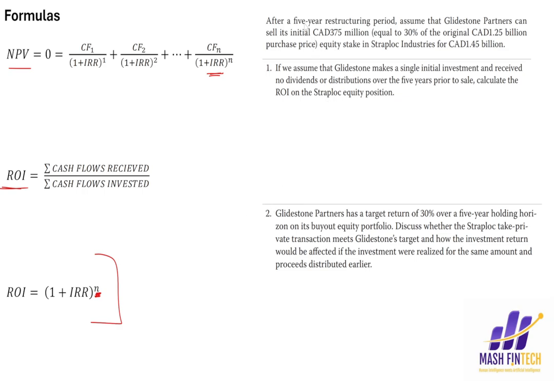After a 5-year restructuring period, assume Gladstone Partners can sell its initial 375 million Canadian dollars, equal to 30% of the original 1.25 billion purchase price, equity stake into Straplock Industries for 1.45 billion. The first question is, we assume that Gladstone makes a single initial investment and received no dividends, so there are 0 dividends or distributions over the 5 years prior to sale. Calculate the return on investment.